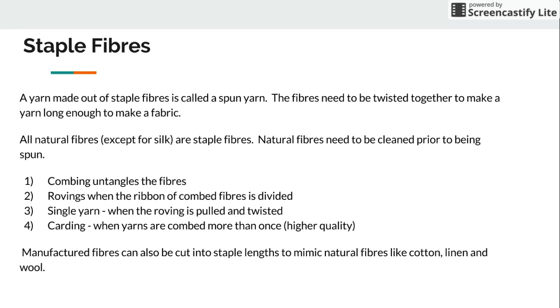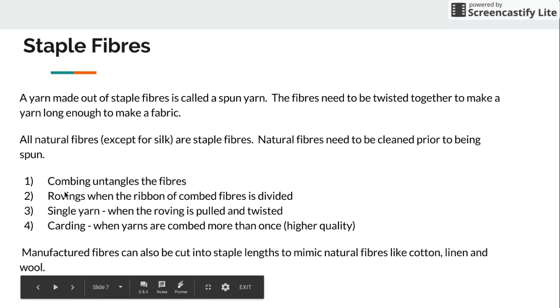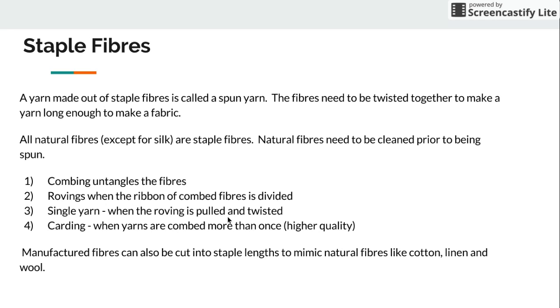Like you would split a braid into 3 parts. And then you would take the part of the braid, for example, that little roved part that's divided out, and you would pull and you'd twist it to make it into a single yarn. Sometimes you'll card the yarns. Carding is when you comb them more than once. So you might comb them and then rove them and then comb them and then maybe comb them again, and this happens with higher quality fibers.